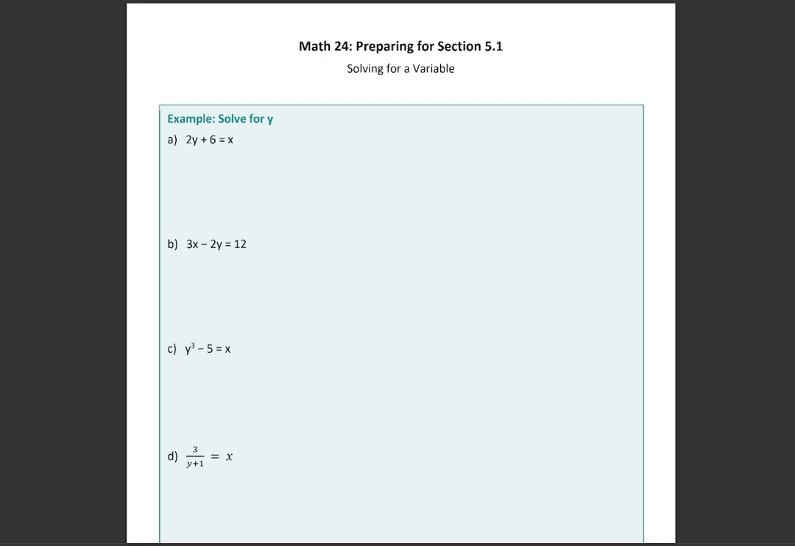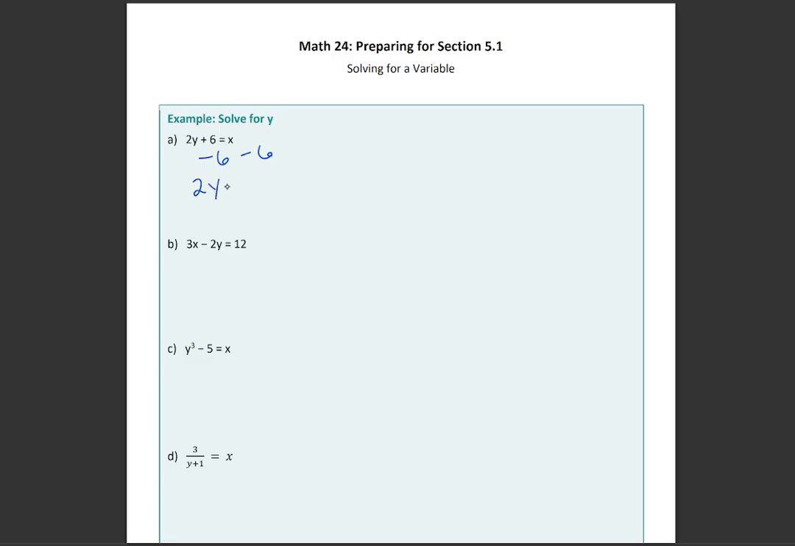Today we are preparing for section 5.1 by practicing some of our algebra techniques and solving for a variable. In each of these we're going to practice solving for y. So for this first one, we want to remember to undo all of our operations. So if we see 2 times y plus 6, we want to subtract 6 from both sides.